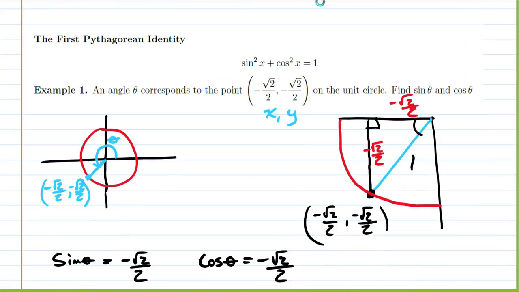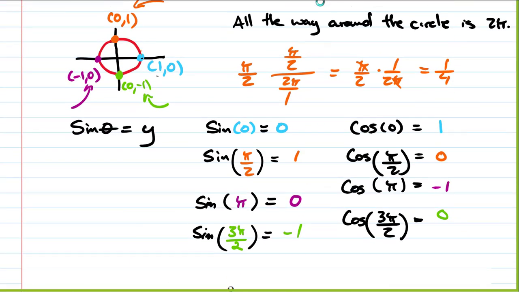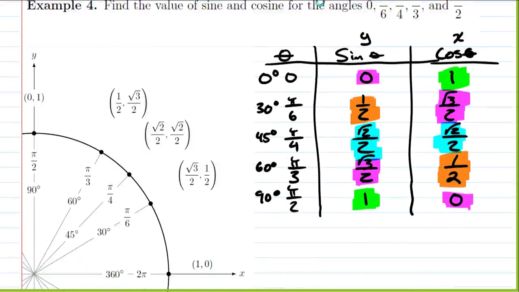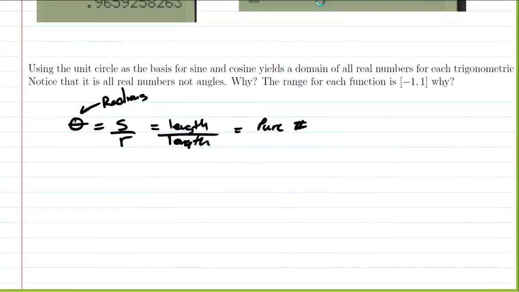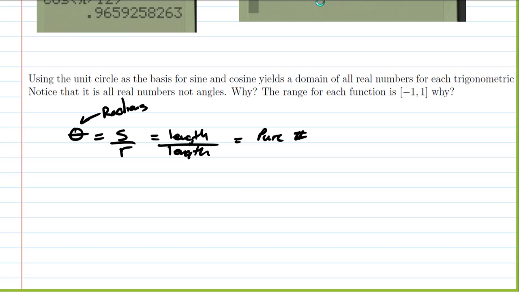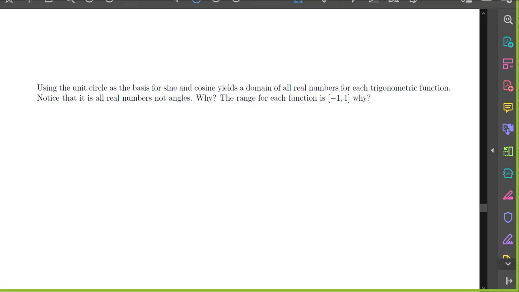And as we saw in this example, the biggest x value on the unit circle is +1. The smallest x value on the unit circle is -1. The biggest y value on the unit circle is +1, and the smallest y value on the unit circle is -1. So that's why our range has to be from -1 to 1. It's our x max and x min on the unit circle, and our y max and y min on the unit circle.